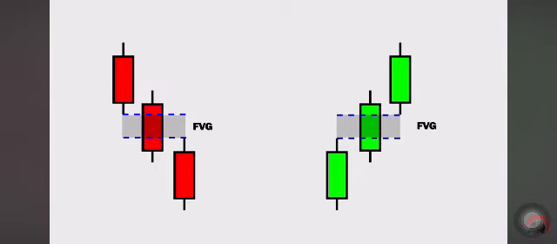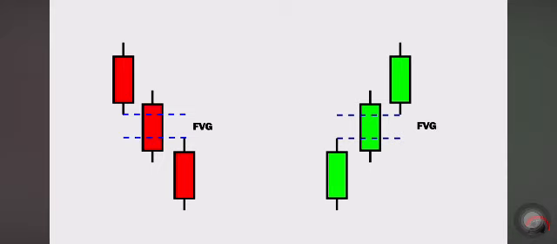Now that you comprehend what a fair value gap looks like, let's clarify what it doesn't look like. If we were to extend the low of one candle downward and the high of another upward, and yet they still overlap, then it does not constitute a fair value gap. The same applies in another scenario where extending the high and low of the candles reveals overlapping, indicating the absence of a fair value gap.